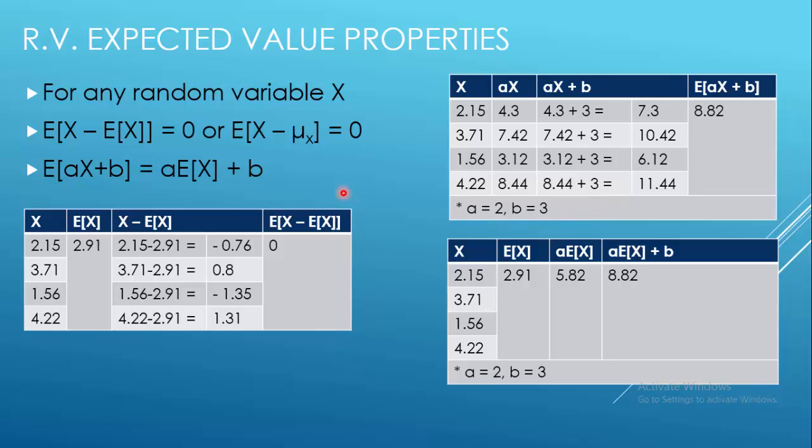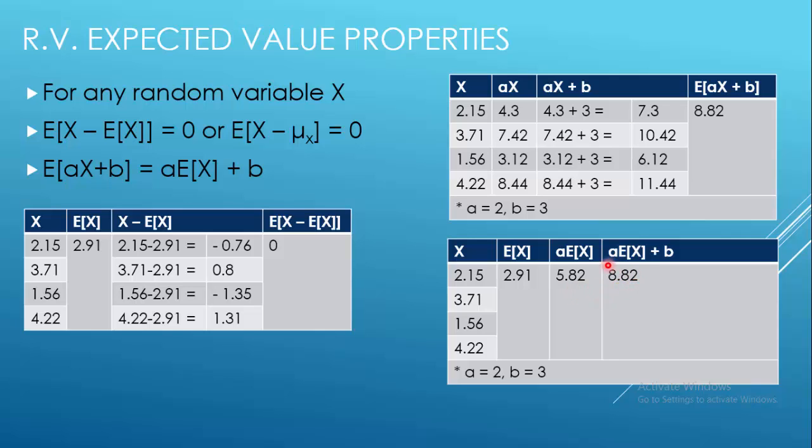Now we will get the same value, 8.82, by this other method as well. First of all, simply take the average of these values of x, which is the same as before, 2.91, because the values of x are the same, and then multiply it by a equal to 2, so 2.91 multiplied by 2 gives you 5.82, and then adding 3, b equal to 3, to 5.82 gives you 8.82.